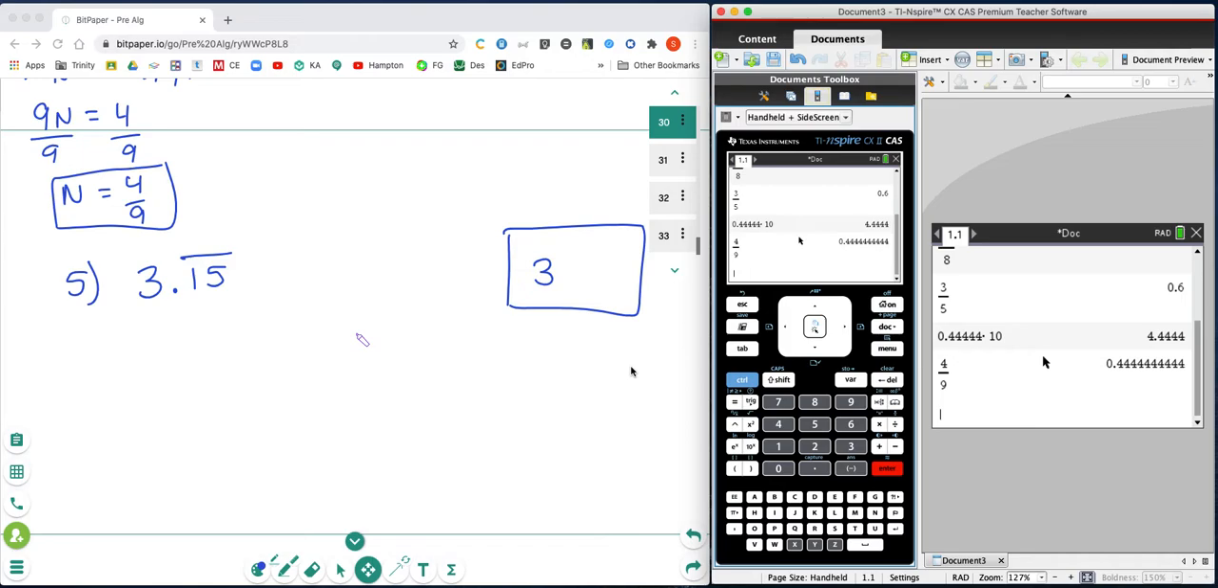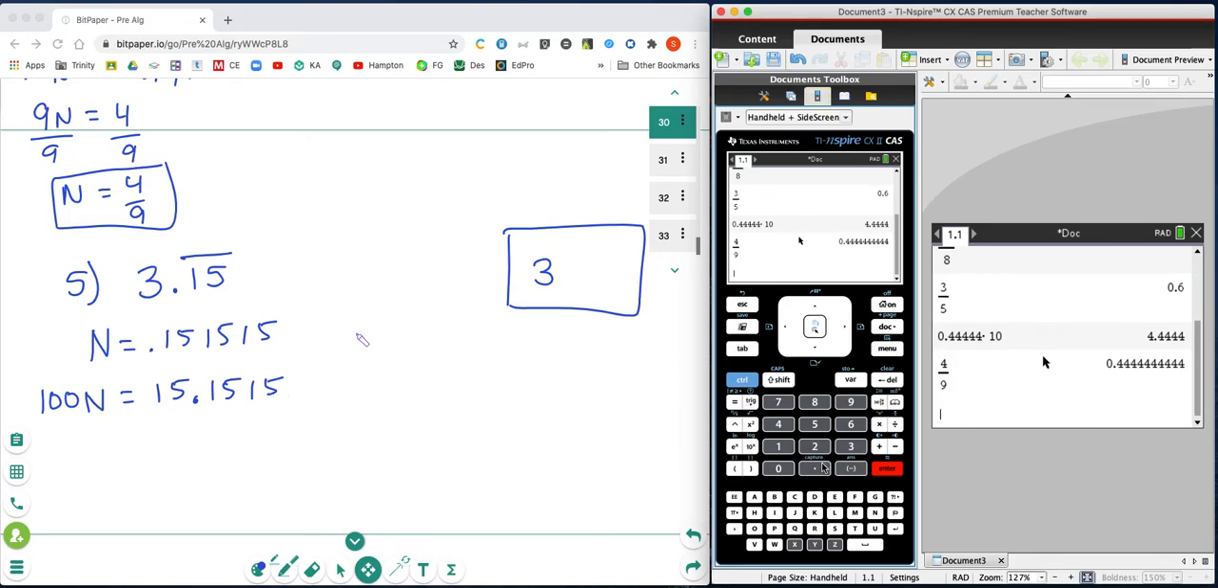So the first step that I'm going to do is write n equals 0.151515. Now I'm going to count. I have 2 digits that are repeating, 15, 15, 15. That means that I'm going to need to multiply by the number that's going to have 2 zeros, or 100. If I multiply the left by 100, I'm going to multiply the right by 100, which is going to move the decimal 2 places to the right.